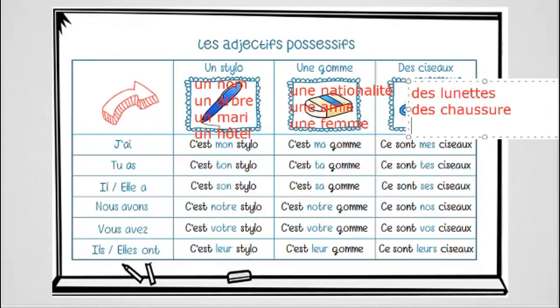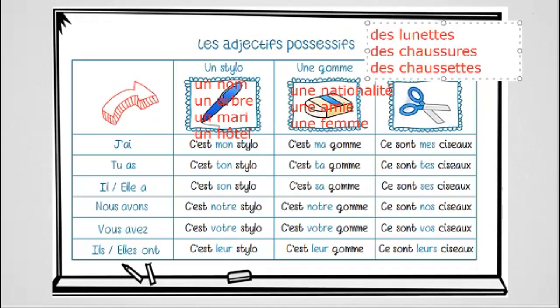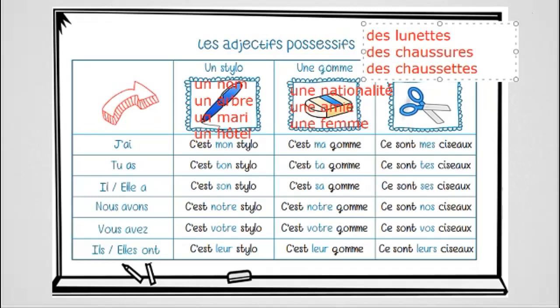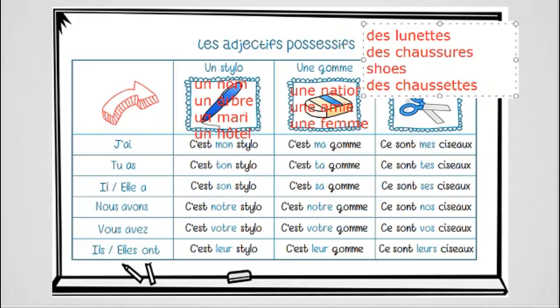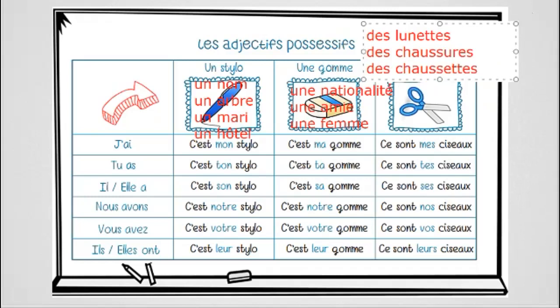The specs. Glasses. Okay. Yeah. Normally we say glasses. Eyeglasses. Eyeglasses, okay. This is eyeglasses. Des chaussures. Is it shoes? Lunettes. Des chaussettes means socks. Okay. Des chaussures means shoes. Shoes, okay. Des chaussures. And the chaussettes is called socks. So socks, chaussettes. Okay.